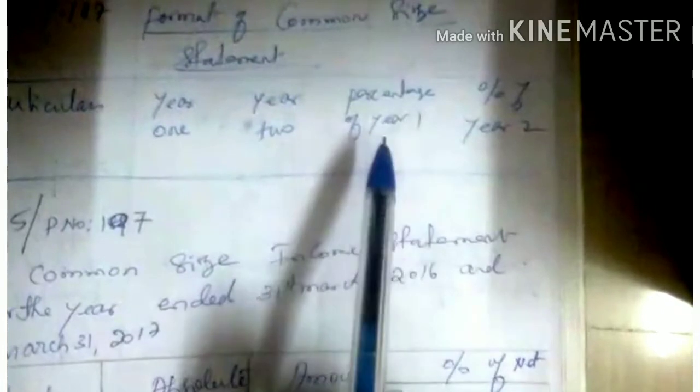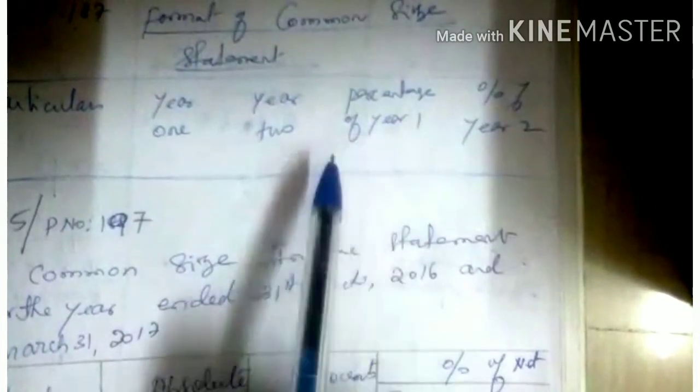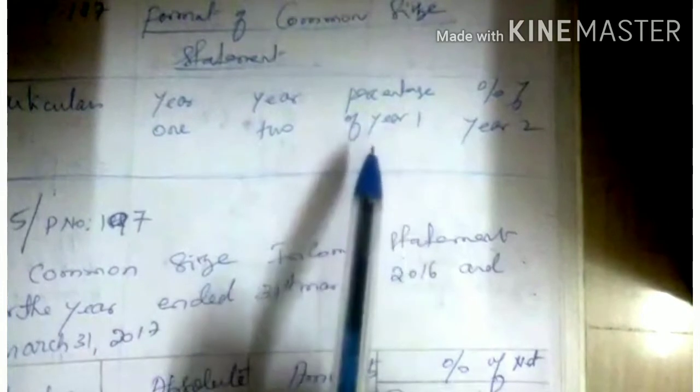Here also a comparison statement format is there. Now we are going to discuss the format. See here, this is the format of the common size statement. Here also the first column is particulars, then year 1, year 2, then percentage of year 1, then percentage of year 2. In the common size statement, we discuss each year individually, but in a comparative statement there is a difference. Here we want to find out separately.